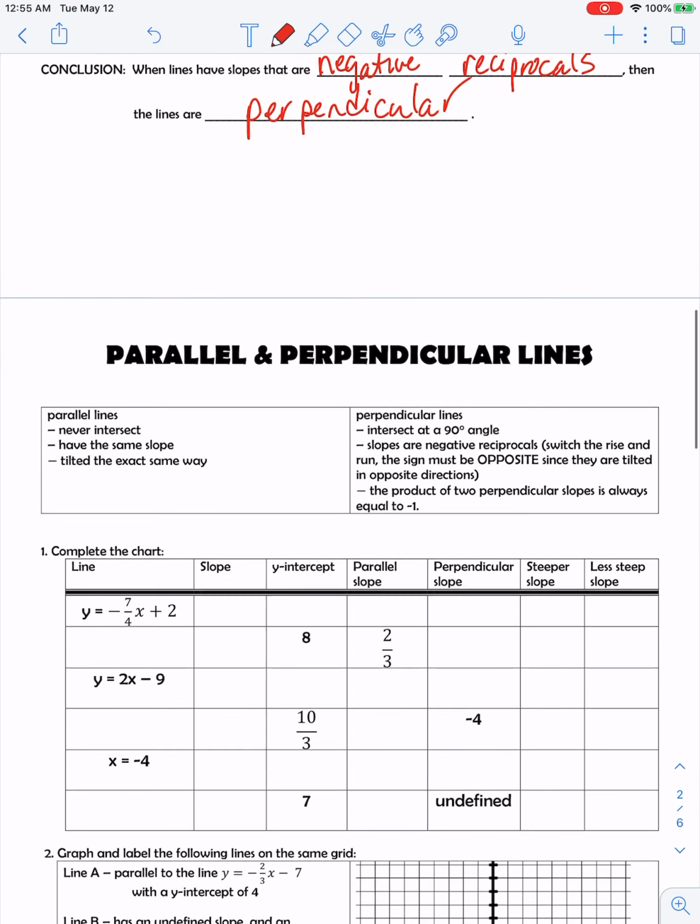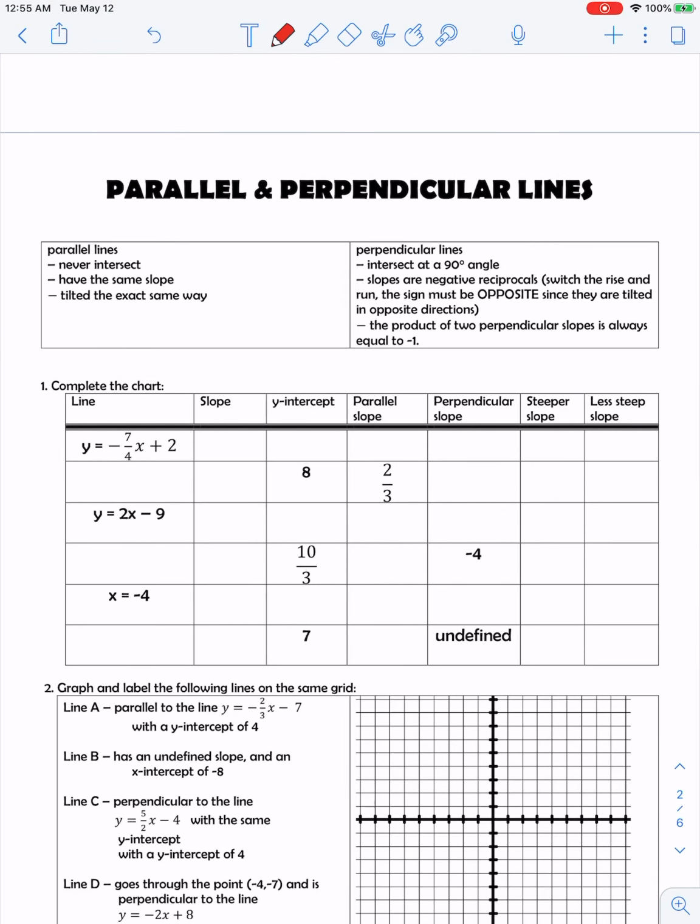All right. So this little part of the worksheet, you're just taking a look at what you're given, and then you're either making the equation or you're figuring out all the information in there. So I'll do the first couple.